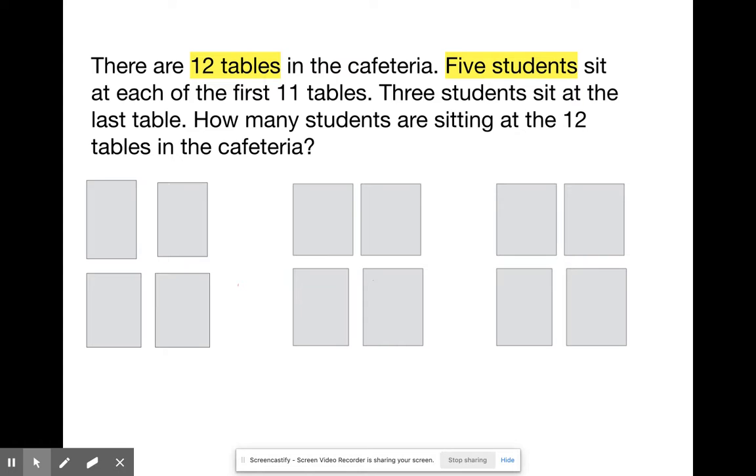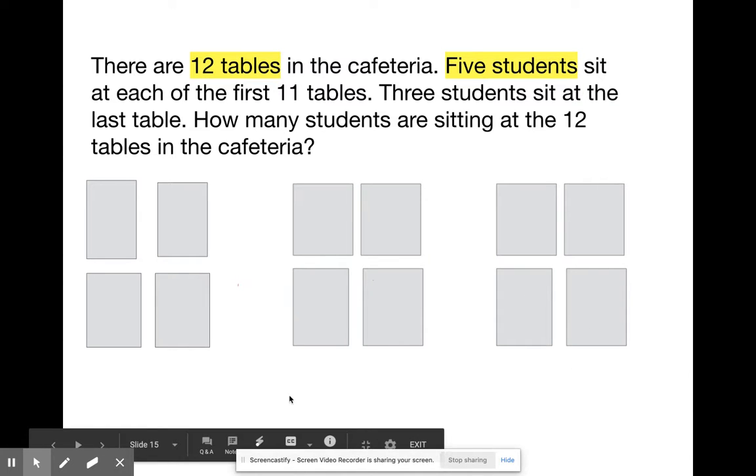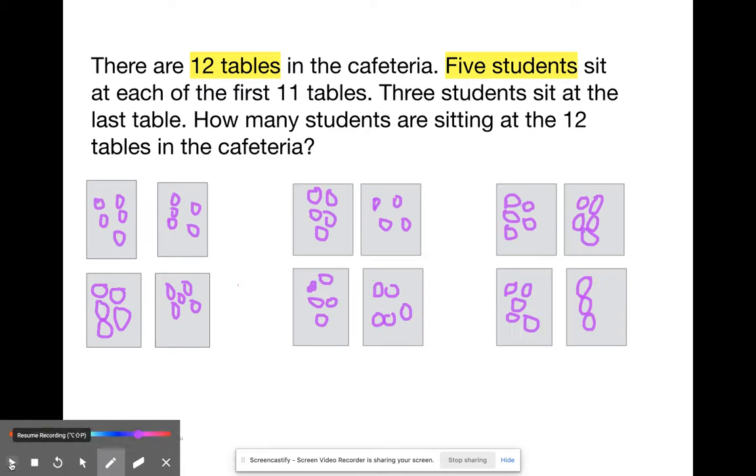So just like there's 12 hours on a clock, we're going to represent that with these 12 tables. And just like the clock counts by 5s with the bolder tick marks, each of these tables is going to represent 5 until we get to the 12th table. And that table, we're going to represent what those little tick marks look like. So what you're going to do, you're going to take your dry erase, you're going to draw 12 tables, and then you're going to draw 5 dots to represent the 5 students at 11 tables. When you get to that final table, you're just going to draw 3 dots. All right, take a second to do that.